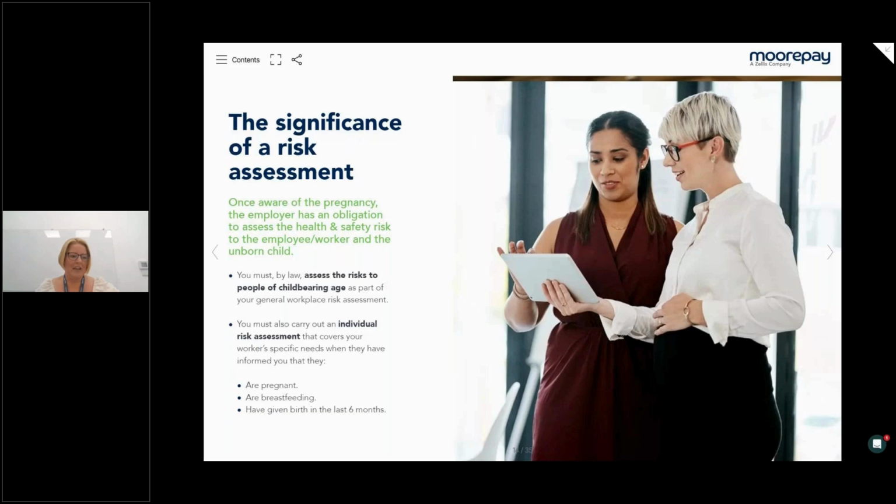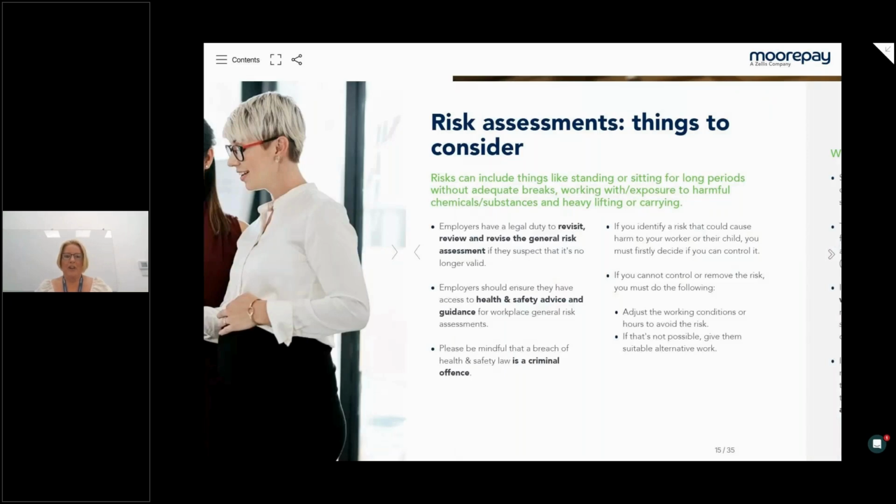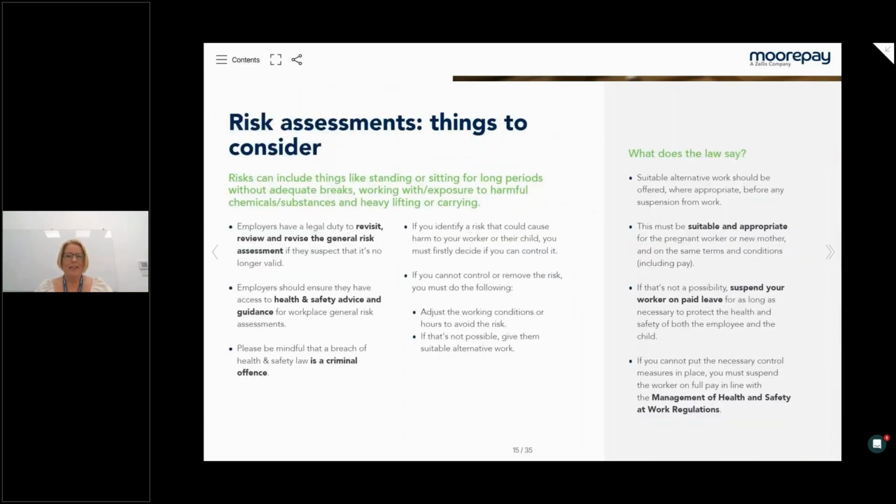So, things to consider during this risk assessment. Like I said, you've got to revisit it constantly throughout the pregnancy, and even following the pregnancy, if the employee comes back early, maybe they give some of their leave over to their partner, so they don't take the full 52 weeks off. If they've given birth within 6 months, that needs to be done, and if they're still breastfeeding, it needs to be done.